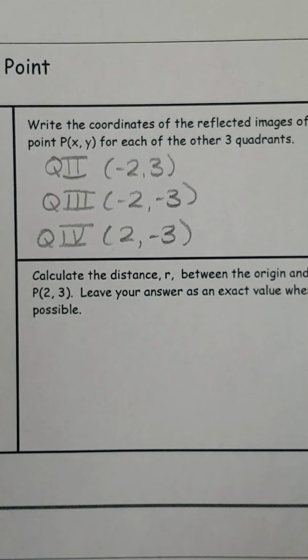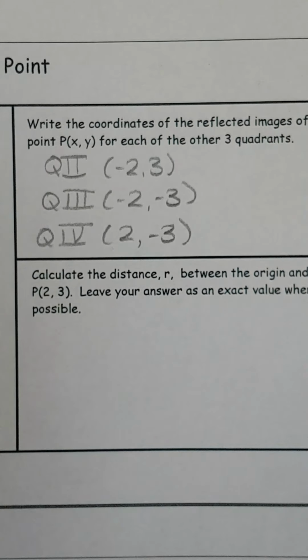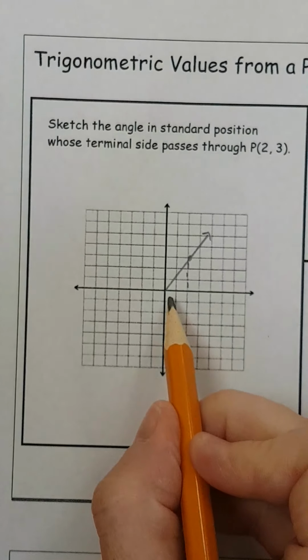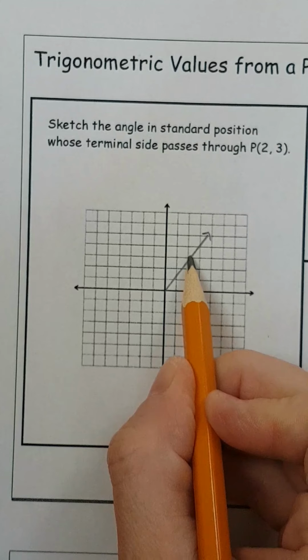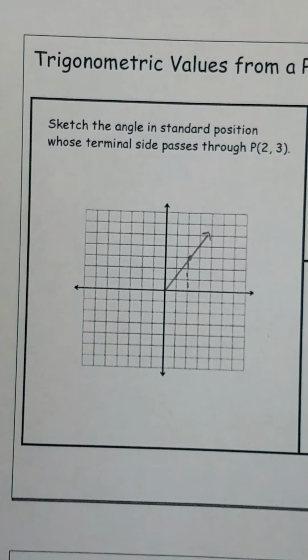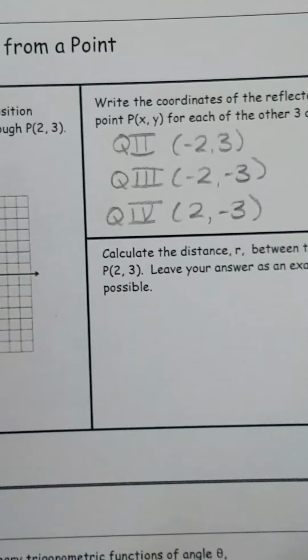And then last thing before we start getting into it, it says calculate the distance r between the origin and the point 2, 3. Leave your answer as an exact value, so that means we're going to leave it in radical form where possible. And what we need here, and I'm going to draw it on the other one as well, is a new Pythagorean theorem formula. We know that this is 2 and this is 3, and r is going to be our hypotenuse. The r really deals with Precalculus 30, that's where the r comes from, but it's not really a huge deal for us.